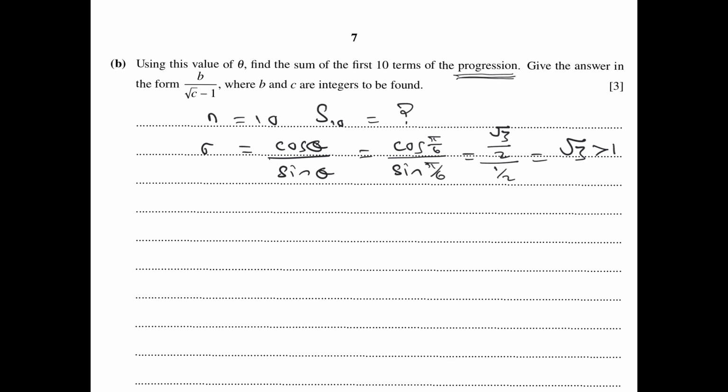Now, square root of 3 is greater than 1, meaning this progression is a divergent series. The formula for getting the sum of the first n terms is Sn equal to a, in brackets, r to the power of n minus 1, over r minus 1. So for us to get the sum of the first 10 terms, we need our a, we need our r, which we got already, and our n, which we said is 10. Our a is sine theta.